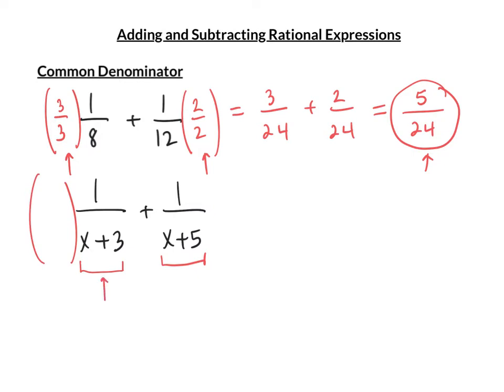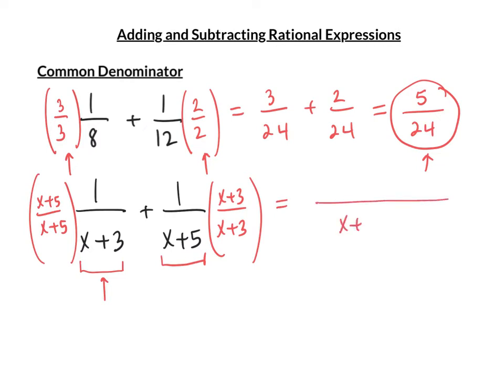This side will need an x plus 5. Notice I'm multiplying by 1. Anything divided by itself is 1. And this side will need an x plus 3. And that's the least I can do and make those denominators the same. Do not remultiply your common denominators. Common denominator is x plus 3 times x plus 5.